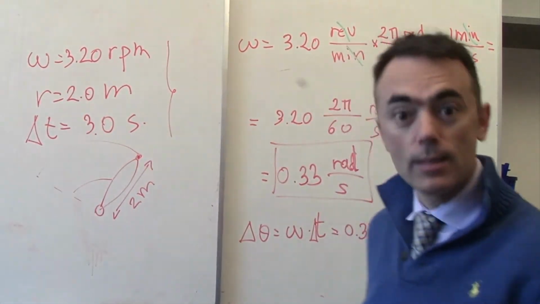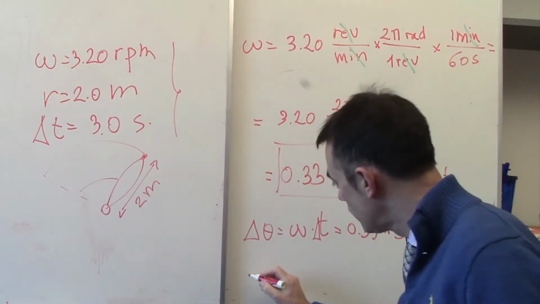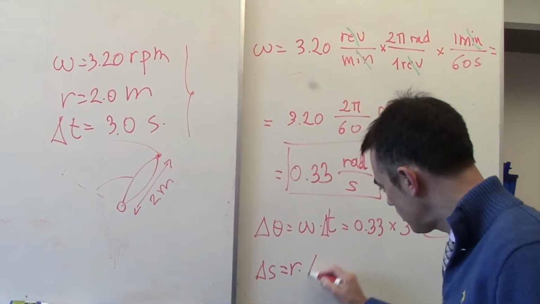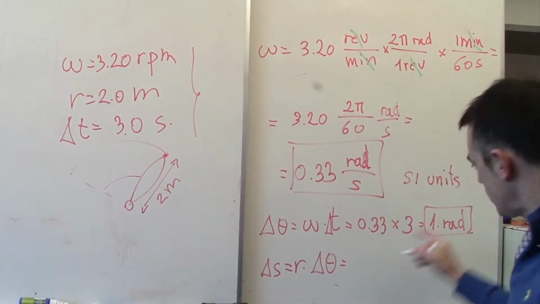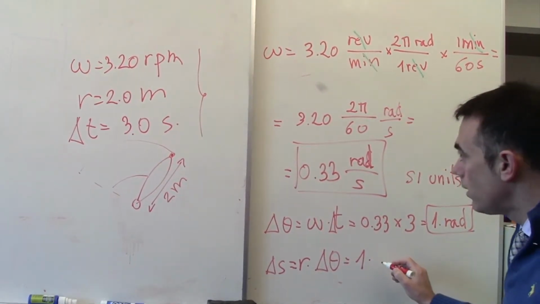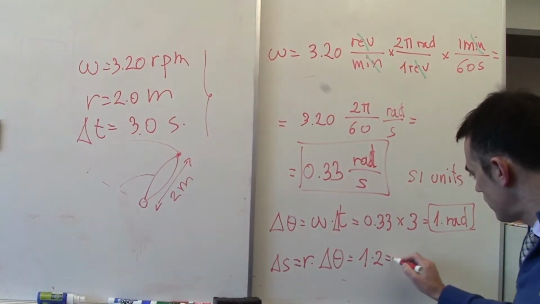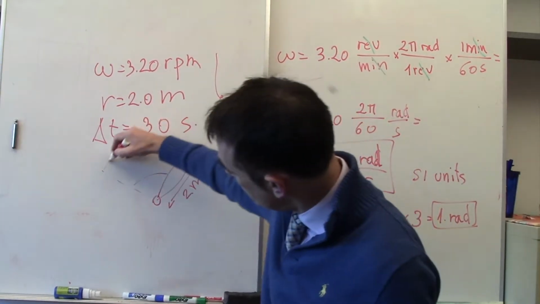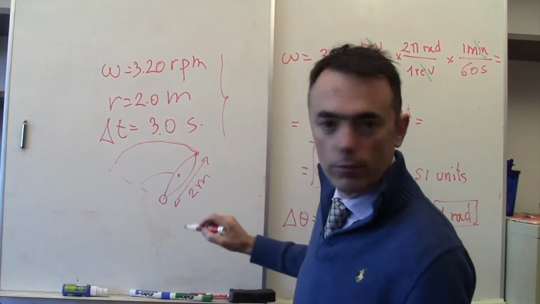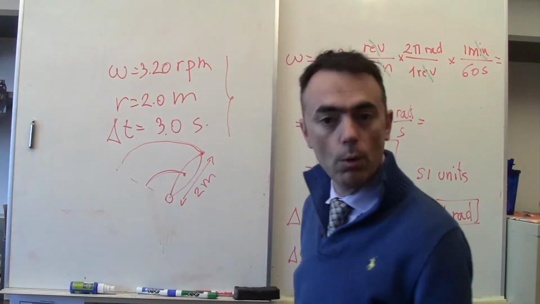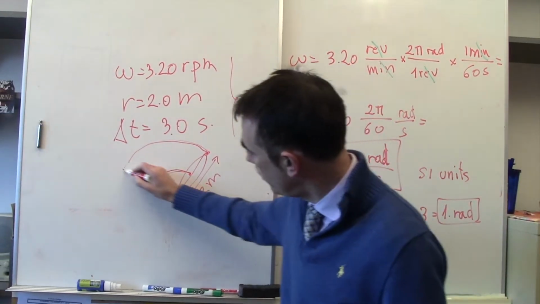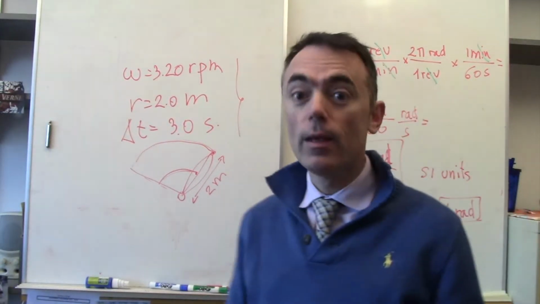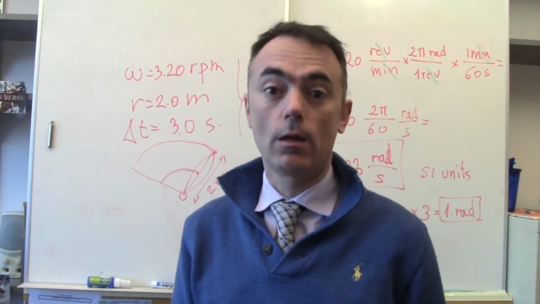If we're interested in the tip of the blade, then we use this expression, delta S is R times delta theta, and that's 1 multiplied by 2 meters, so it's 2 meters. So 2 meters is this distance. This part of the blade will have traveled this smaller distance, but all the different points of the blade will have traveled 1 radian. So the angular displacement is the same, even though the linear displacement is not.